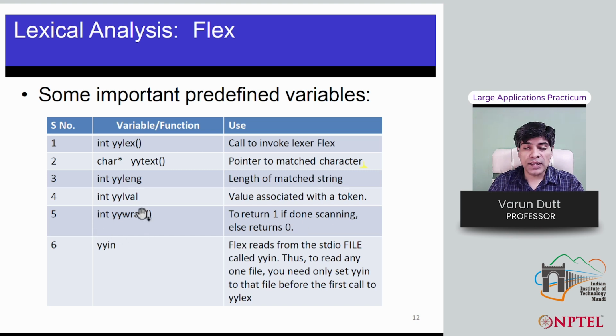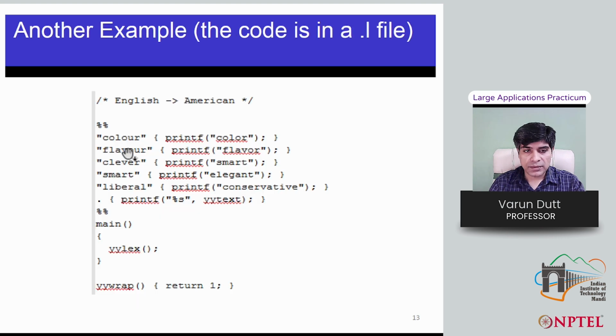We will look at these in the next class with Bison. And yyin is a flex read from a stdio file called yyin. Thus to read any one file, you need to set yyin to that file before the first call to yylex. So the idea is yyin is a way of reading the input from a file rather than from a prompt, and then we can call yylex.